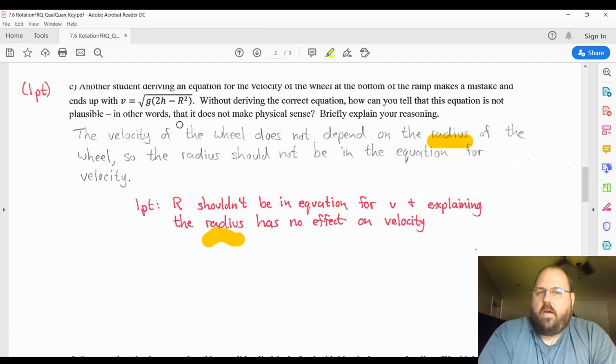But here there's only really that one thing. So the radius cancels out in the equation. You don't have to show that, just briefly explain, hey, the radius of the wheel is not going to affect how fast it's going at the bottom.